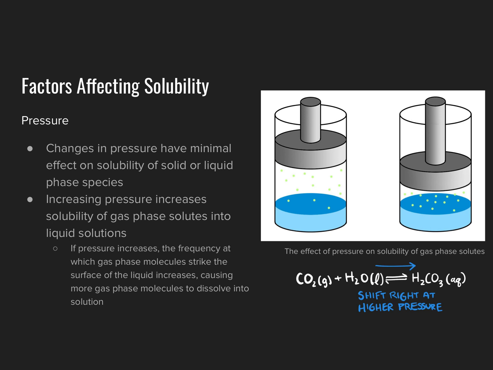Now, conversely, if we were to pull backwards on the piston, then all of a sudden the gas particles will be spread further apart, decreasing the rate at which they collide with the surface of the water. And therefore, by Le Chatelier's principle, we'd expect to see an equilibrium shift to the left, in the direction that therefore produces more carbon dioxide molecules.